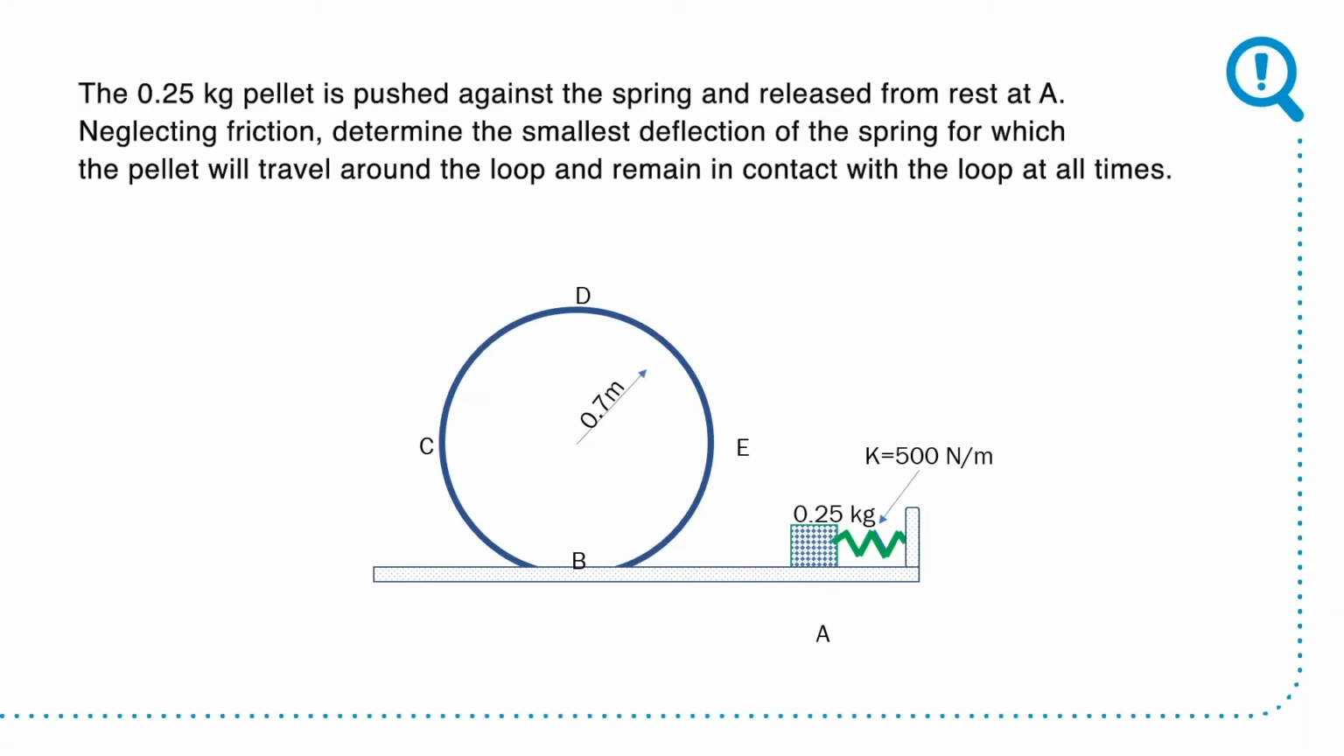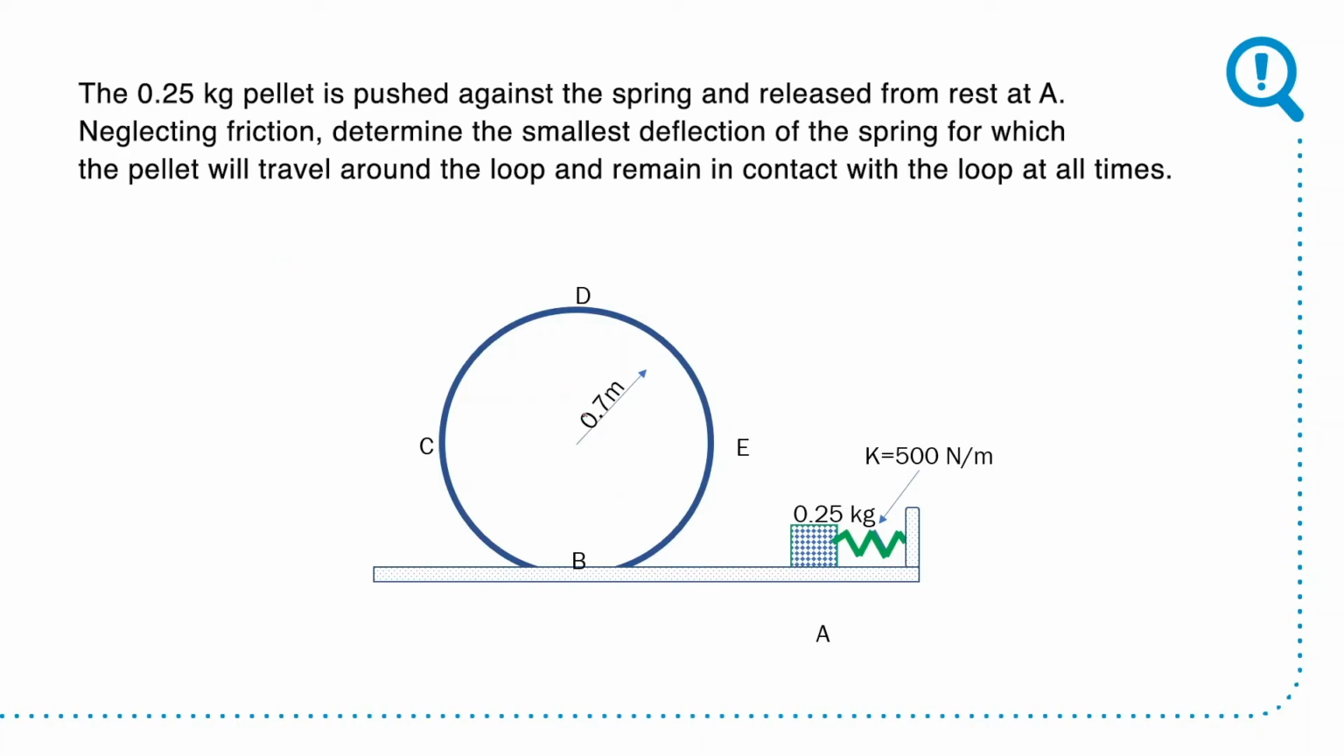So let's do one last question, and it's looking at something kind of fun. It's a spring, and this is a conservation of energy problem with no work done because I'm going to neglect friction. So I have a 0.25 kilogram pellet that's pushed against the spring and released from rest. Neglecting friction, determine the smallest deflection of the spring for which the pellet will travel around the loop and remain in contact with the loop at all times.